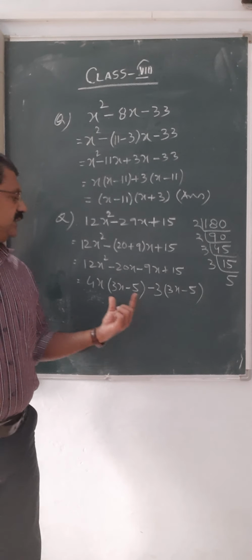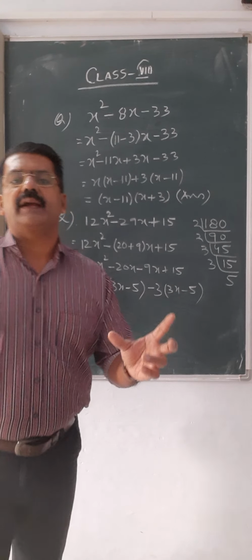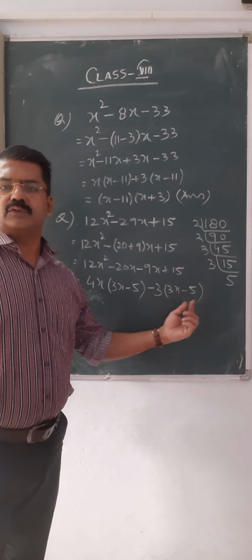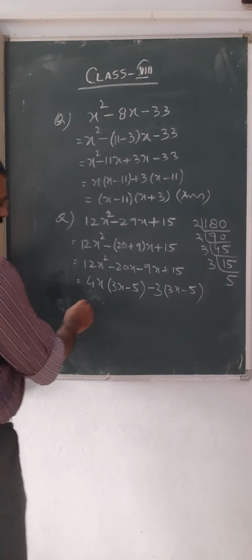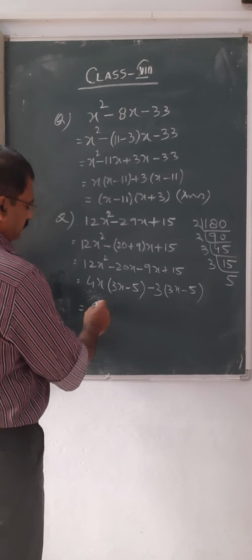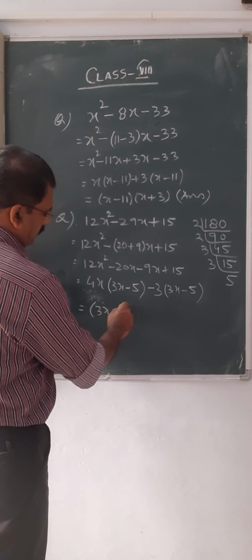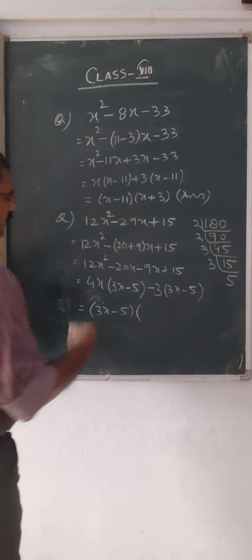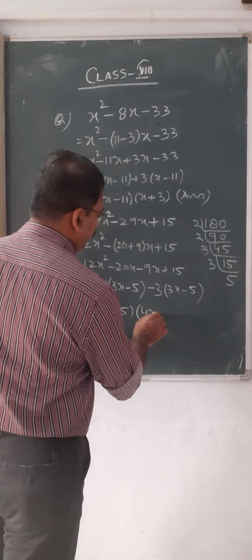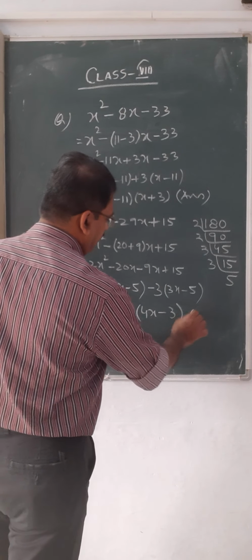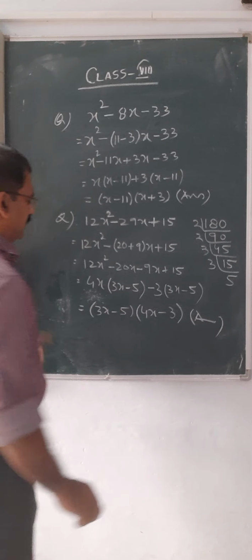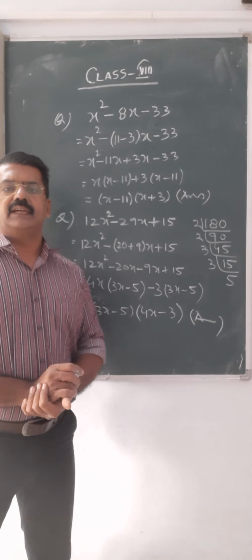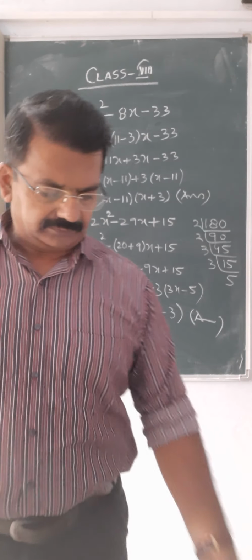Once again you can see the terms in the bracket are same. So this is 3x minus 5 and this is also 3x minus 5. So you take 3x minus 5 common. When you take 3x minus 5 common, then in the other bracket you will have 4x minus 3, and that is your answer. 3x minus 5 into 4x minus 3 is your answer.